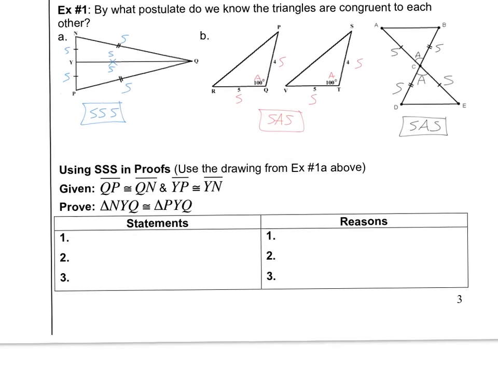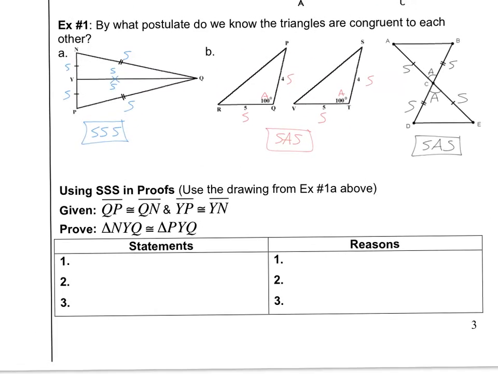All right, so let's talk about using it in a proof. I kind of already talked you through the proof of this one, which is the one that we're going to do. It says example 1A. So let's just write it out. If I were to write this out in a two-column proof, I'd start off with the given, which is that QP is congruent to QN, and YP is congruent to YN. And again, that's just a given. I like to change colors just so we can see each step here.